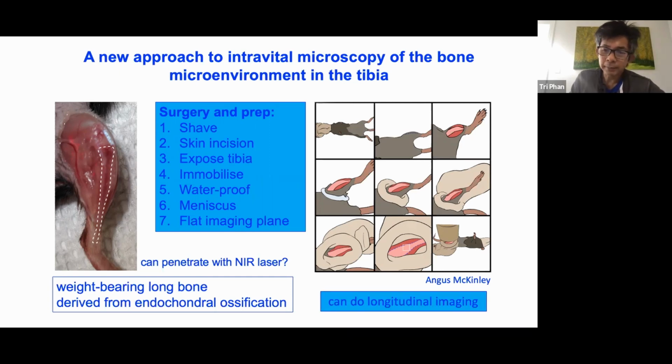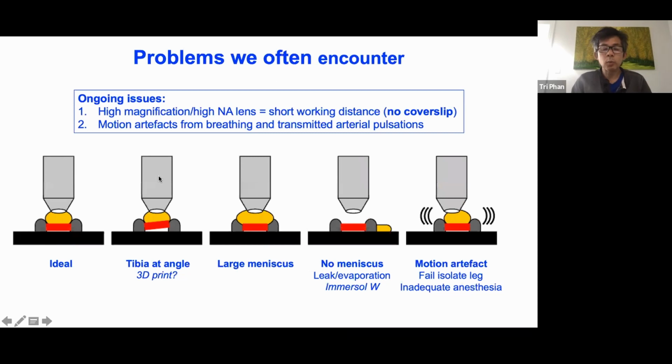And the other point, I guess, is that because it's just a simple incision, at the end of the imaging session, we just suture up the skin, and we've been able to do longitudinal imaging over months with this method. So one of the problems, though, with this method is that because we want to see subcellular resolution, we're using a high magnification, high numerical aperture lens, which has a short working distance.